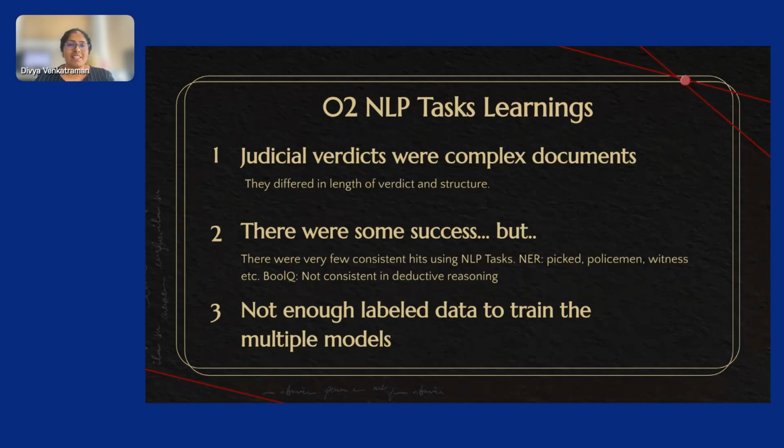But of course, these were some of my key learnings. This was, again, a few years back. So judicial verdicts are pretty complex documents. They vary in length and structure. There was definitely some success in extracting information, but it wasn't consistent, right? So, for example, named entity recognition not just extracted the victim's and killer's information, but also other people mentioned, like the witnesses or policemen, etc. And the BoolQ, which is for Boolean question answering, was not very consistent, especially because of the structure of the verdict itself. So, of course, there wasn't enough labeled data to train these multiple models at that time. So I shelved this project for a while.